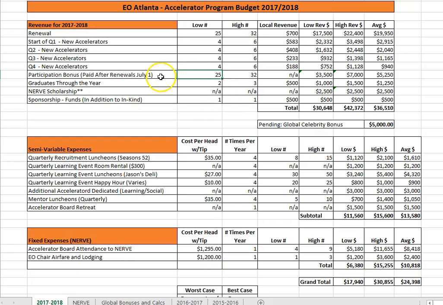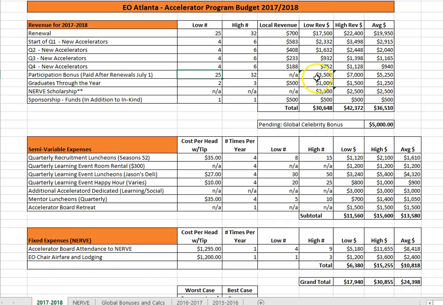Now these are the bonuses from Global. So we get a participation bonus, and unfortunately in terms of cash flow, this doesn't hit till after the renewals, at least my understanding of what they're telling me. We get $1,500 for up to 21 participants, and then for every participant over 21 we get a $500 bonus.